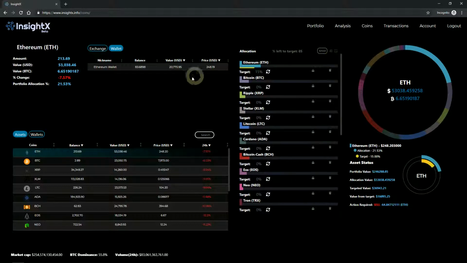That's going to be it for this video. I know we got into a little more detail about the actual allocation percent here, but this is a very handy tool if you want to track your allocation percents and target specific allocation percents for each asset in your portfolio.